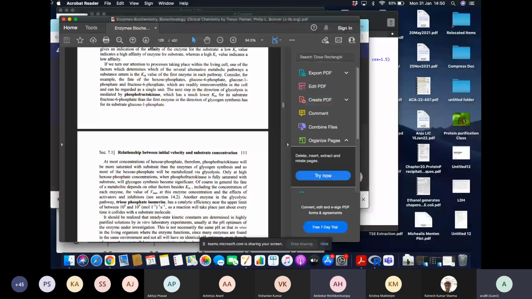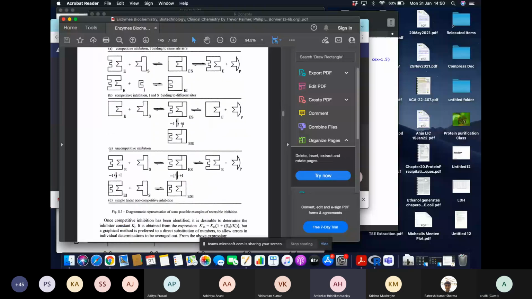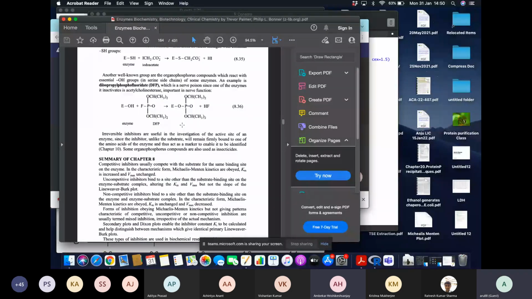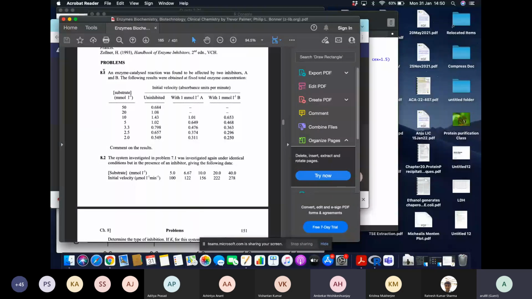So this was the book I also told you at that time. So you must all be having it. Now you can see the problems. Problem 8.1, an enzyme catalyst reaction was found to be affected by two inhibitors A and B. The following results were obtained at fixed total enzyme concentration, right? Everybody can see the data. Substrate, uninhibited, with 1 millimolar inhibitor A and 1 millimolar inhibitor B.